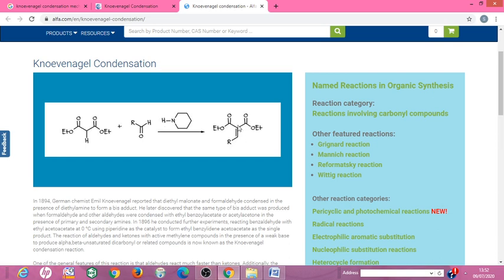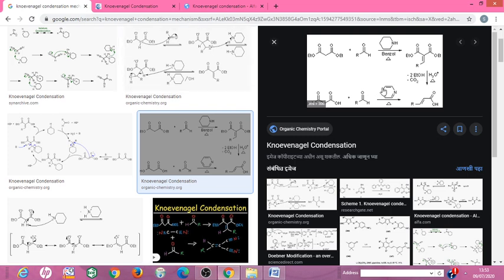This is known as an alpha beta unsaturated ester because the carbon neighboring the carbonyl compound is known as the alpha carbon atom, and next to alpha is the beta carbon atom, and the double bond is present between the alpha and beta carbon atoms. Hence this compound is known as an alpha beta unsaturated ester.